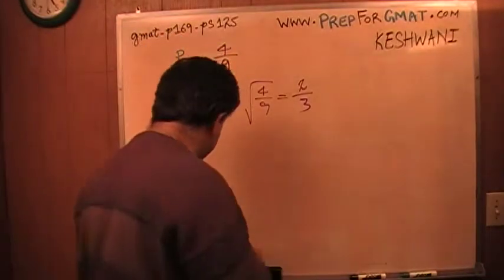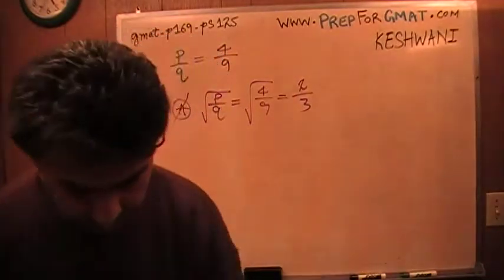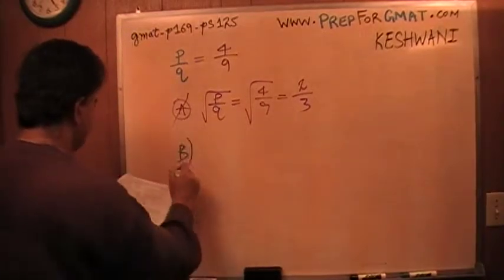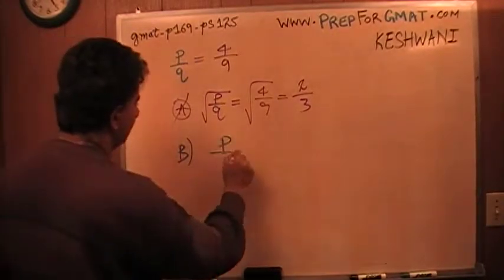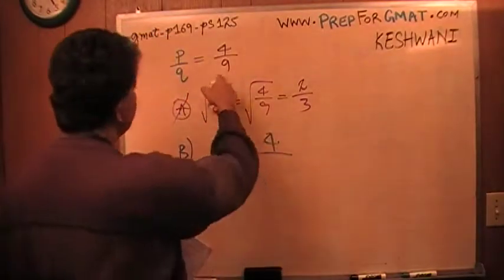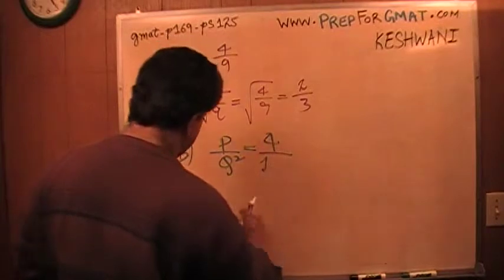Let's take a look at the next answer choice. Next answer choice is B, which says P over Q squared. My P is 4, my Q squared will be 81 rather.